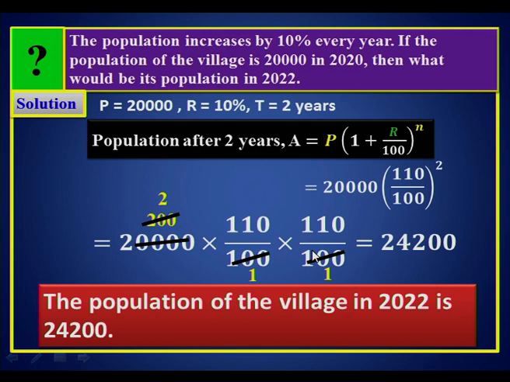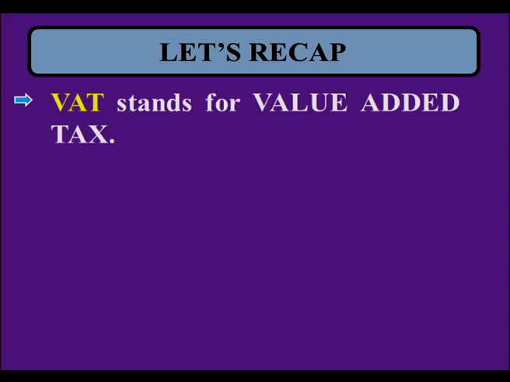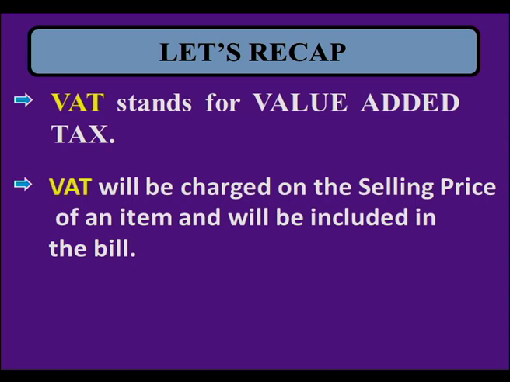So, children, today we have learnt the concepts of VAT, GST and compound interest, and also we have solved some of the problems based on these concepts. I hope you have understood very well. So, before we end our session, let us quickly recap what we have learnt. VAT stands for value added tax. VAT will be charged on the selling price of an item and will be included in the bill.